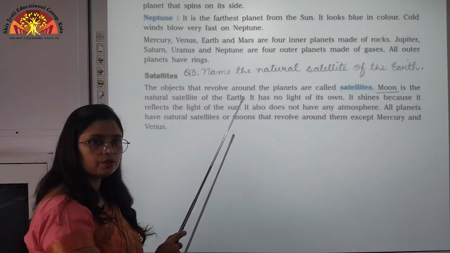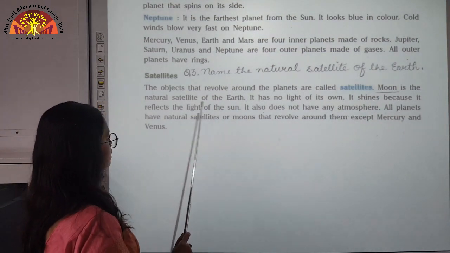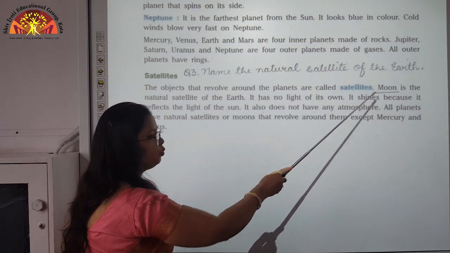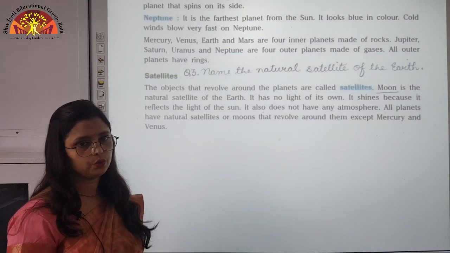So the answer to this question is moon. As we have read here, moon is the natural satellite of the Earth, and again this is a one word answer, so you underline moon over here. This is the answer to this question. Now I show you the moon.